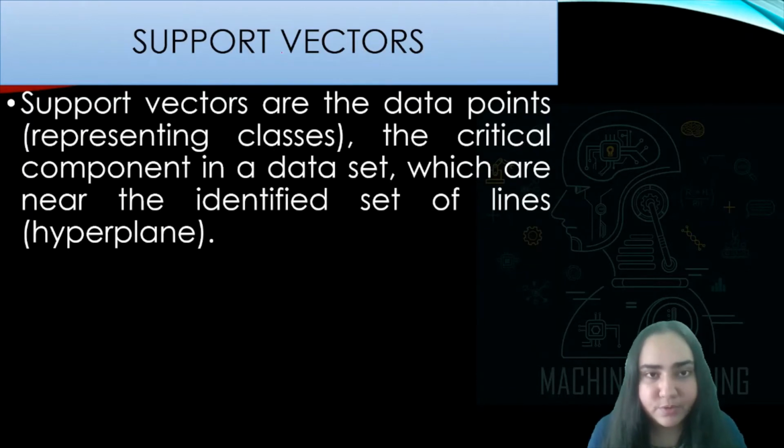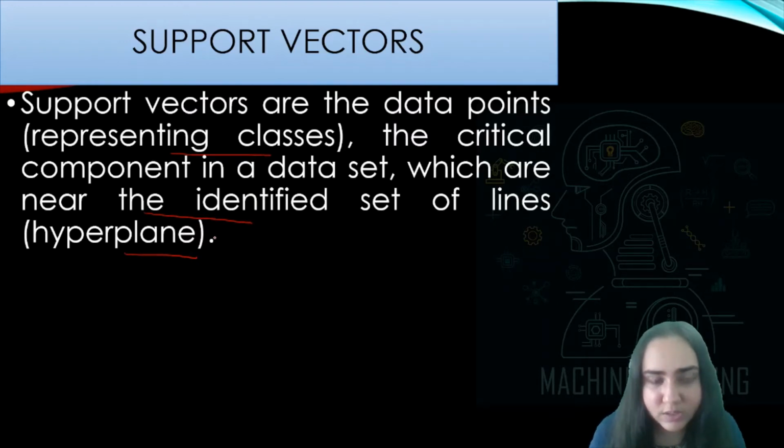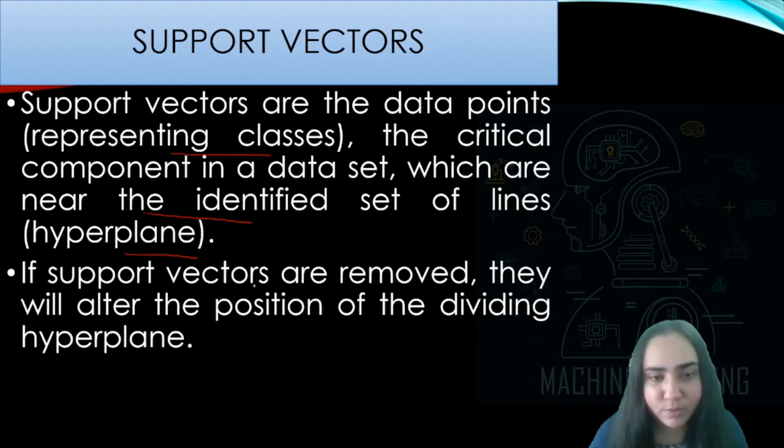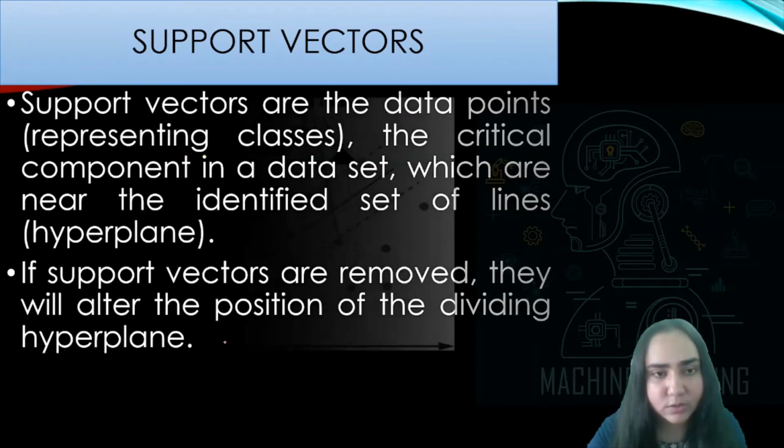Now, what are support vectors in support vector machines? They are the data points or the representing classes that are the critical component of a data set, and they are always near the identified set of lines. So wherever you have the hyperplane, the points that are closest to that hyperplane will be your support vectors. And if they are removed from your data, then they will drastically alter the position of the hyperplane, which would affect your classification a lot.